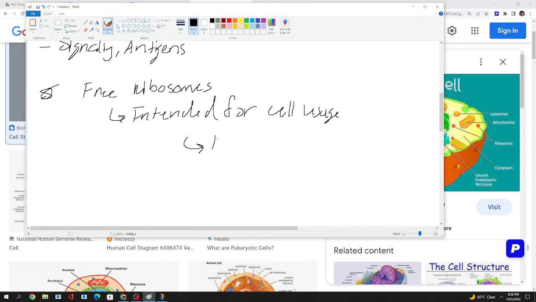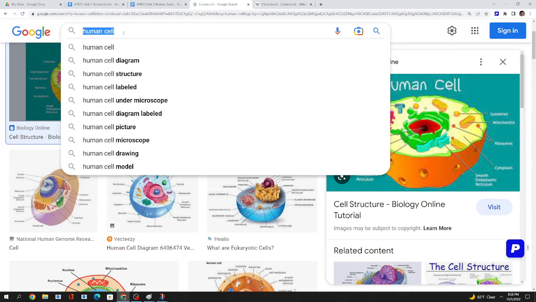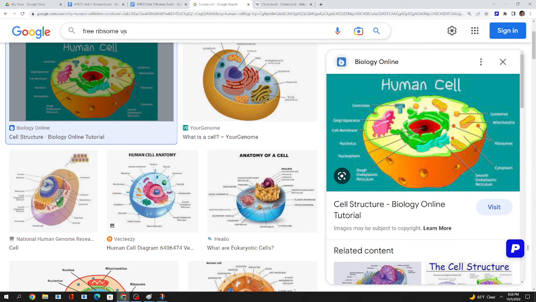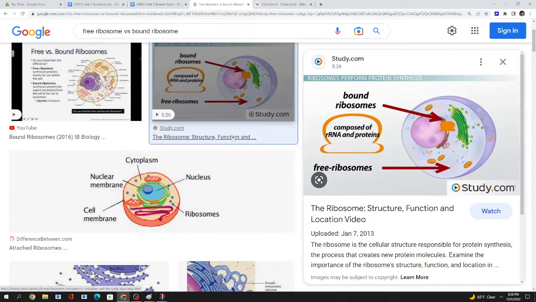And the best example of this would be DNA polymerase. Your teacher would be proud of you if you said that, because you're not even exposed to DNA polymerase. You could say mRNA polymerase. But just in general, intracellular usage is by free ribosomes. They are suspended in the cytoplasm. Bound ribosomes are the term for the ones that are on the ER.